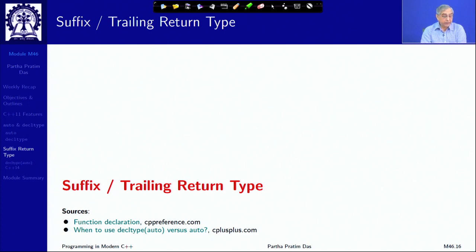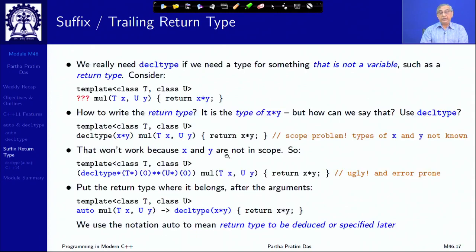Now, let us, using auto and decltype, look at a very interesting feature that C++11 has introduced called the suffix or trailing return type. The question is, when do we need a decltype? When we have a variable, we can do auto for that, but when we do not have a variable, then I need to use decltype. I cannot do an auto, right. So, when do we need a type where there is no variable? When that variable is temporary, for example, in a return type.